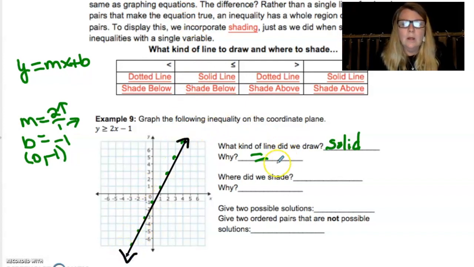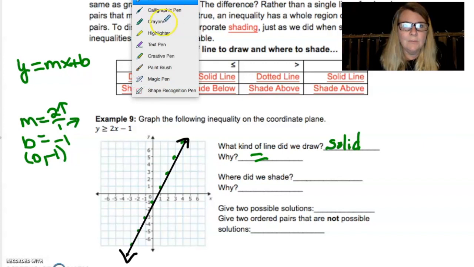Now we've got our line drawn. That's where the two sides are exactly equal. But for anything that is greater, not only can it be equal to, it can be greater than that. So we need to use our shading to do that.